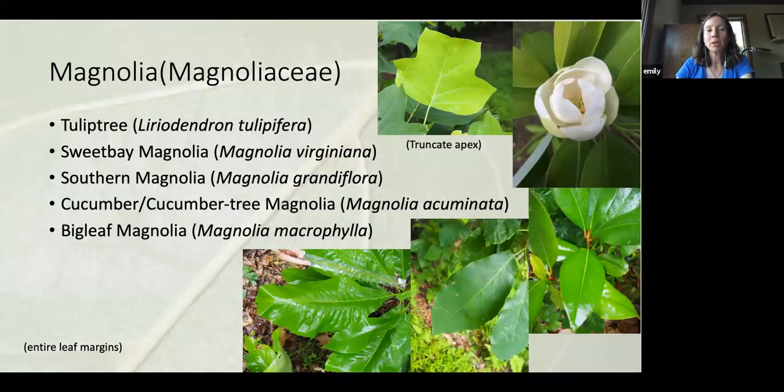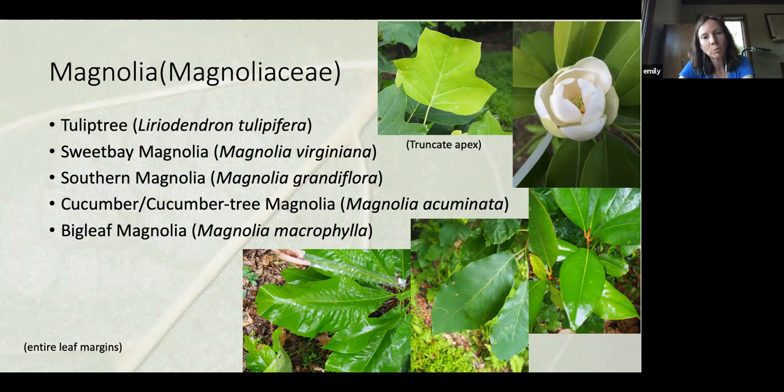Then we switch over to the magnolia family, and all of these are going to have entire leaf margins. I don't ever come across a magnolia that has a toothed or dentate edge. It's always a nice smooth edge unless they've been chomped on by somebody. Here we have the tulip tree, which is in this family, and that has that truncate apex for its leaf. Sometimes in a pinch for Halloween, you can use that as a cat mask for your little one.